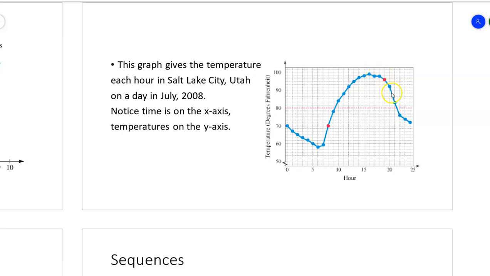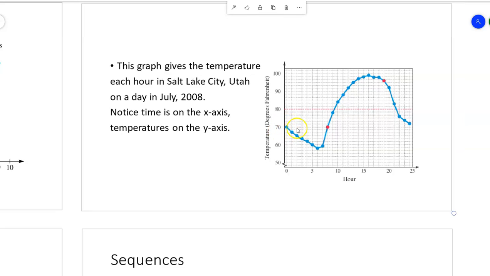Then it starts to come down, and by midnight, it's about where it was at the beginning of the previous day. So it warmed up a little bit throughout the course of the day, right? This looks like about 70. Maybe this temperature over here looks like about 72, 74.